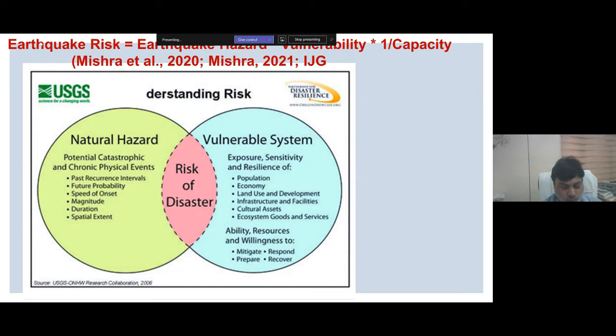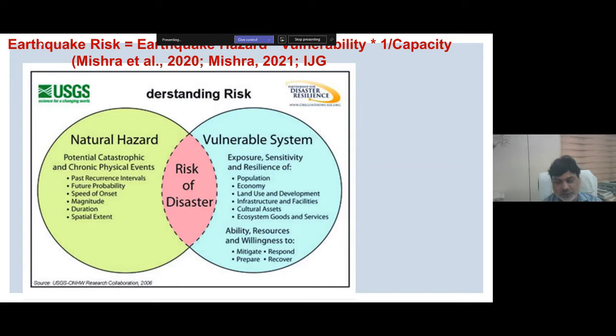If you diagnose the processes, you can assess the strength of the culprit, that is the earthquake, how big it is, where it will hit, and how much damage it can cause. So commonly we wrote a paper in the International Journal of Geosciences about this. It was an invited one, that earthquake risk is just a product of the earthquake hazards, vulnerability, and one by capacity. You know, the capacity is actually the wealth of the knowledge, the information from various corners, and capability to cope with the menace of the earthquake shaking.